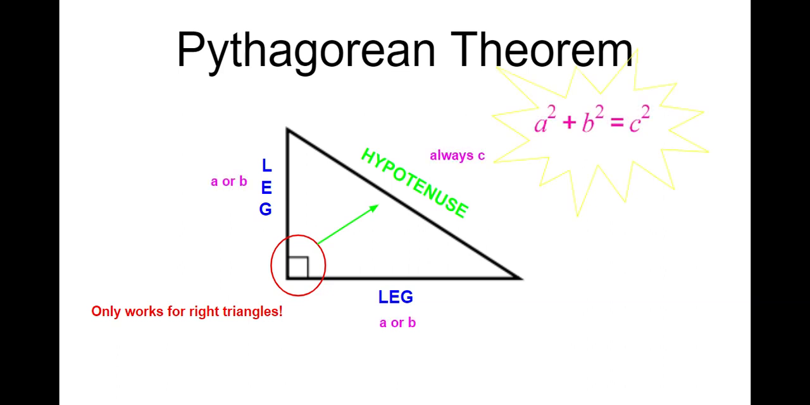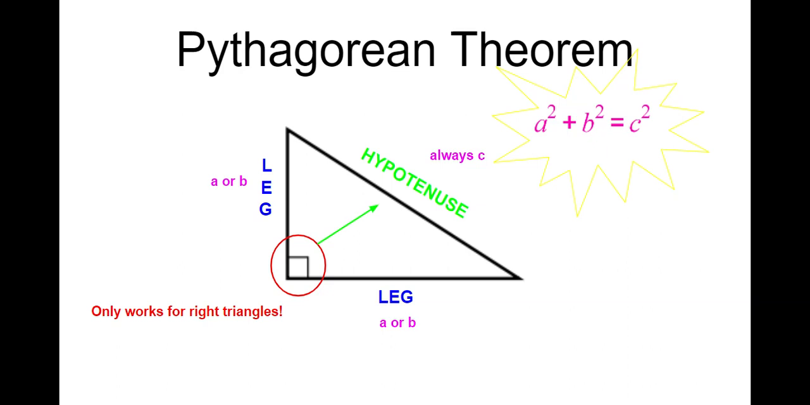The Pythagorean theorem is the equation a squared plus b squared equals c squared. The legs are always your A or your B. Since you're adding them together, it doesn't really matter which one's which. But you need to know that the hypotenuse is always C.